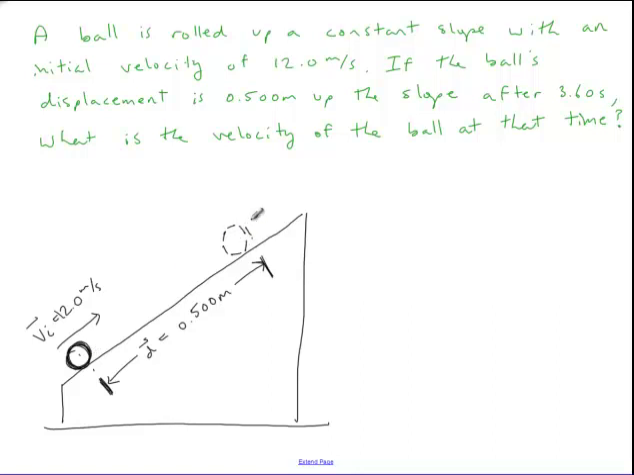At this point, 3.60 seconds have happened. So from here to here, the time equals 3.60 seconds. And we want to find out what is the velocity of the ball at that time.